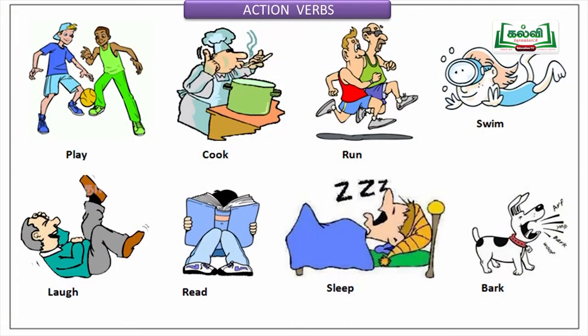Right. What are the different types of verbs? There are many types: action verbs, linking verbs, auxiliary verbs, finite and non-finite verbs, regular and irregular verbs. Let us see them one by one quickly and move to modal auxiliary verbs. Look at this picture now. You can see many actions, and here the action verbs from the first: play, cook, run, swim, laugh, read, sleep, and bark. So these verbs are called action verbs.